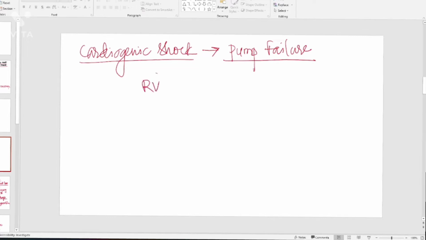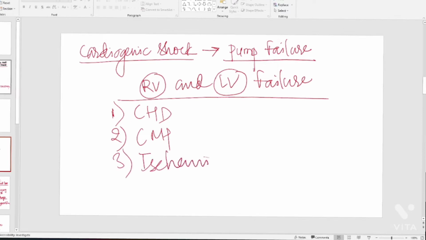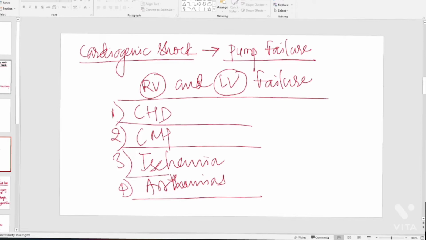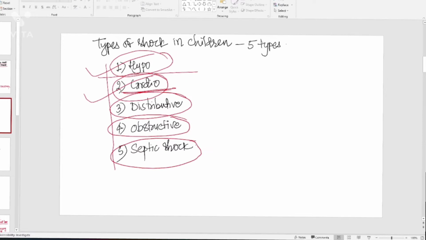Why do RV and LV failure occur? Due to congenital heart disease, then cardiomyopathies, then ischemia, then fourth, arrhythmia. Okay, friends, you can stop the video and write all these things. It is mandatory to write all these things. We need to write more and more. So there is cardiogenic shock, and we can deal with its further management afterward.